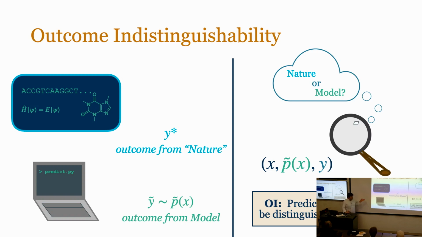And intuitively, at least, we say that a predictive model is outcome indistinguishable if you can't win this game. If you can't reliably tell whether the outcome was sampled from nature or from the model of nature. That's the intuition. Let me write down an actual definition for you.